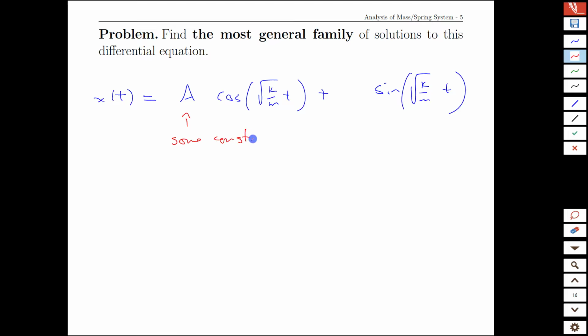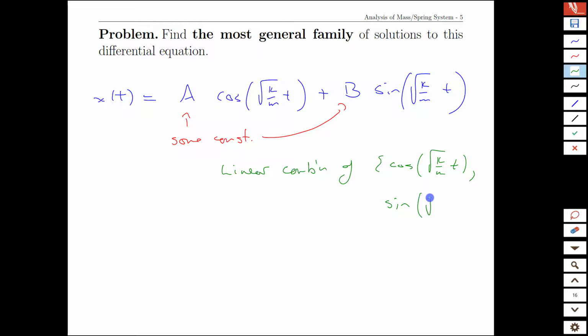As long as it doesn't depend on t, it can be negative 30, it can be pi, it can be 500, whatever, and also some other constant in front of the sine. So some combination of sines and cosines, which I can't resist. You're going to be doing this all the time in APSC 174 linear algebra. This is called a linear combination. A linear combination of the two functions cos of square root of k over m times t and sine of square root of k over m times t. Don't sweat that for now.